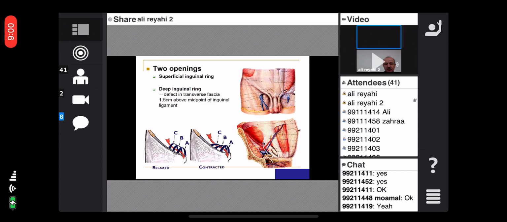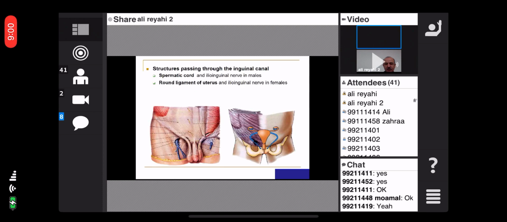It passes from this ring. You can see here in men and women. In men, the spermatic cord passes from the inguinal canal, and the round ligament of the uterus passes within the inguinal canal and reaches the labium majus.